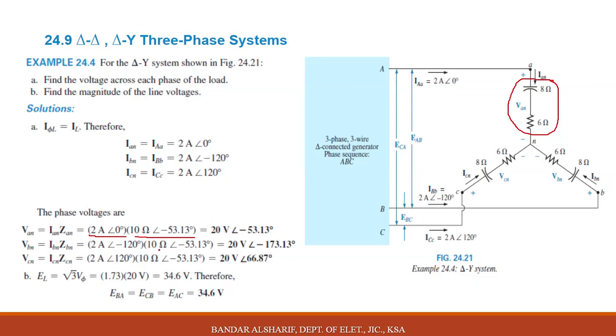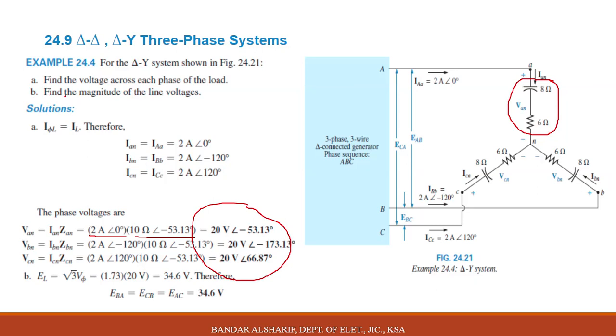Continue multiplying for phase B, you will get 20 angle minus 173.13. Last one, 20 angle 66.87. Try to solve by yourself. Use the calculator to get this answer, to make it easier for you to solve other questions later.